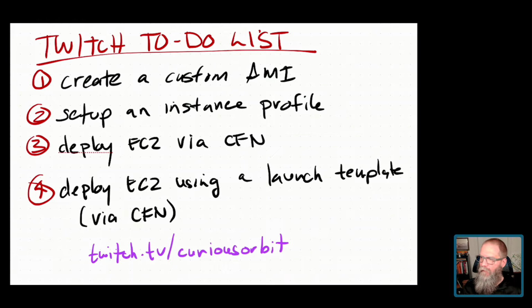You can see my 4-item to-do list. We'll see how far we make it through our list, but we want to create a custom AMI. We're going to do the custom AMI through the management console to set that up. We'll then do something that we did last week in our interface endpoint. We'll set up an instance profile. Remember that the instance profile is how we associate an IAM role with an EC2 instance. So we'll set that up, and then we're going to deploy EC2 in 2 different ways. We're going to deploy an EC2 instance through CloudFormation, and then we're going to deploy an EC2 instance, but use a launch template to do it.